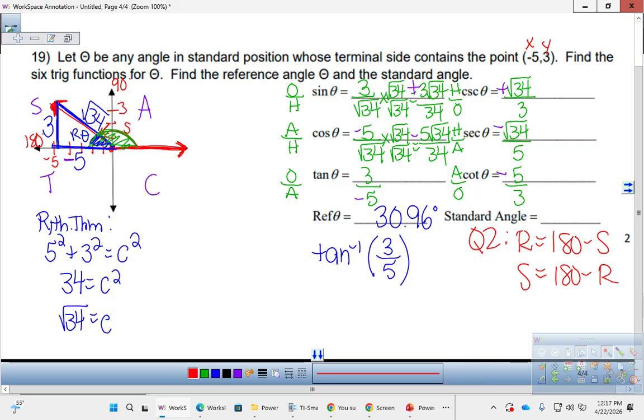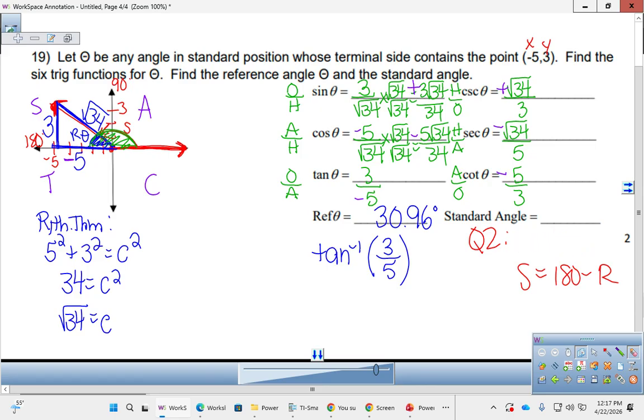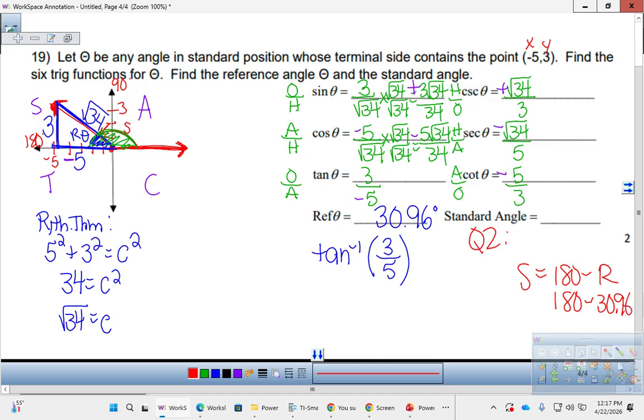So it doesn't matter which rule you use. We're going to use this one since we're trying to solve for our standard angle. So I'm going to do 180 minus my 30.96 to get my standard angle. Remember what we said. We knew that our standard angle needed to be somewhere between 90 and 180 since it's falling in quadrant 2. I'm getting 149.04 degrees. I know that's a lot to throw at you.